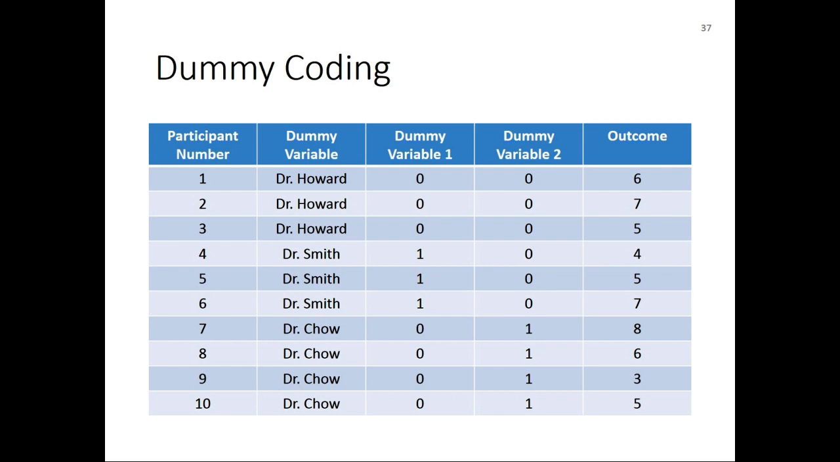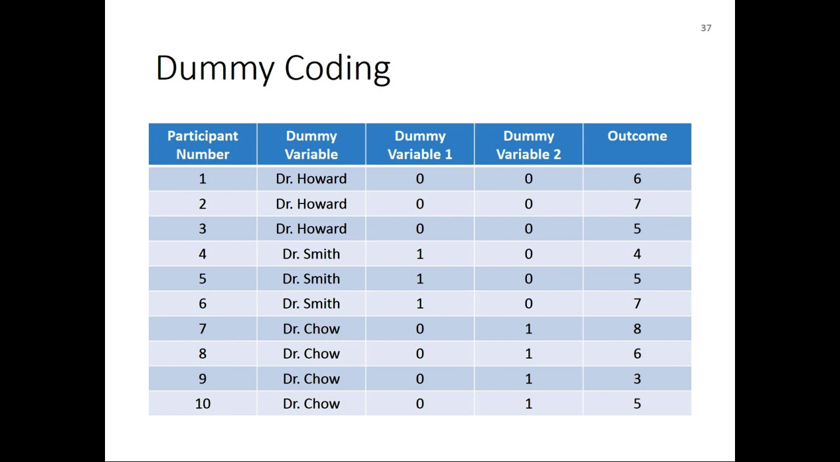So as you can see in this example, in dummy variable 1, only Dr. Smith's students was 1. In dummy variable 2, only Dr. Chow's students were 1 and everything else was 0. And we chose ahead of time Dr. Howard would be 0 across all the groups. So that makes Dr. Howard the comparison group for our dummy-coded regression results.